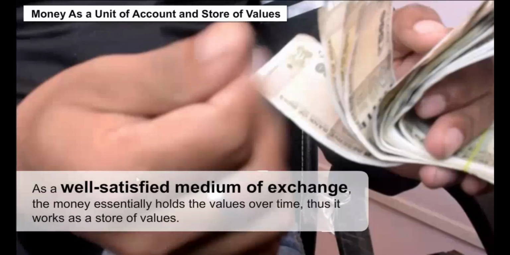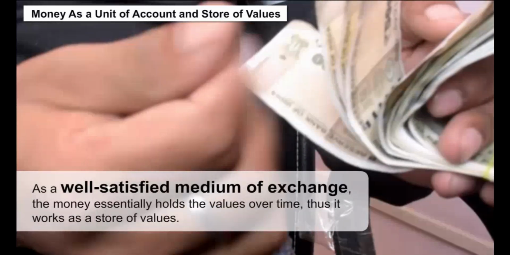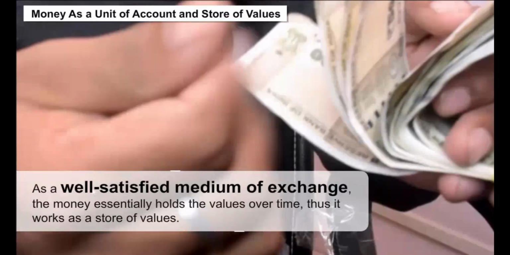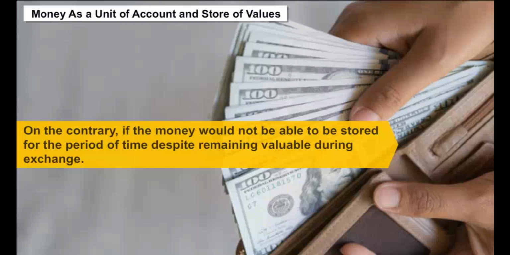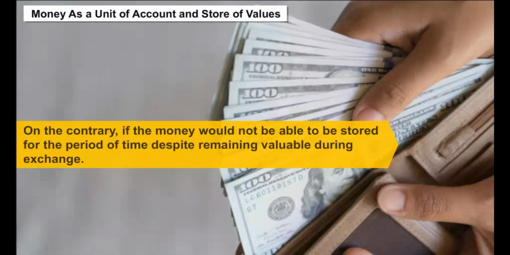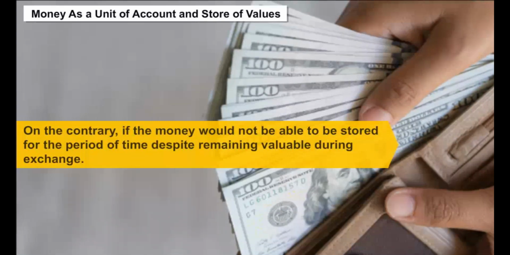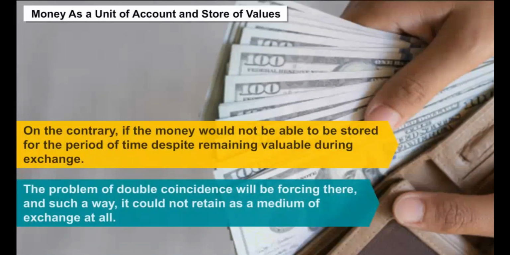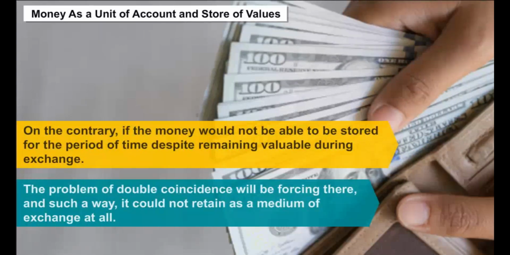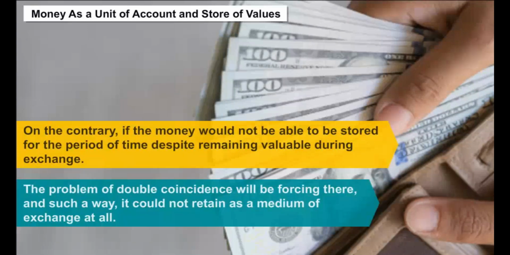As a well-satisfied medium of exchange, money essentially holds its value over time, thus it works as a store of value. On the contrary, if money were not able to be stored for a period of time, despite remaining valuable during exchange, the problem of double coincidence would be forced back, and in such a way it could not remain a medium of exchange at all.